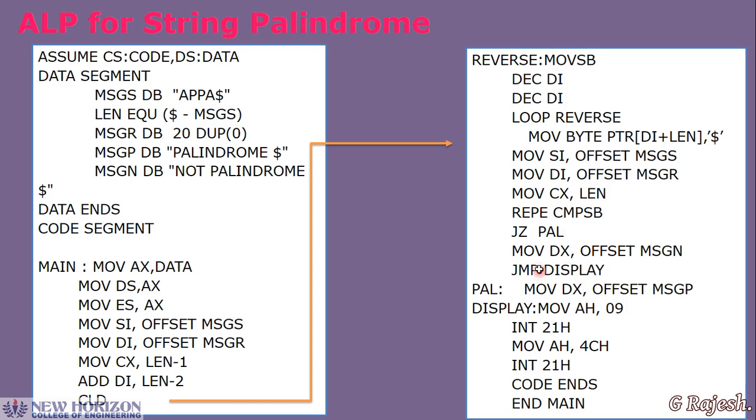So what it will do? Otherwise it jumps to PL, the PAL location, where we display the not palindrome message. Then we directly jump to the display routine, move AH, 09, and we terminate the program as usual with the 4CH subroutine with the help of interrupt INT 21H. So now let us execute this part of the program.